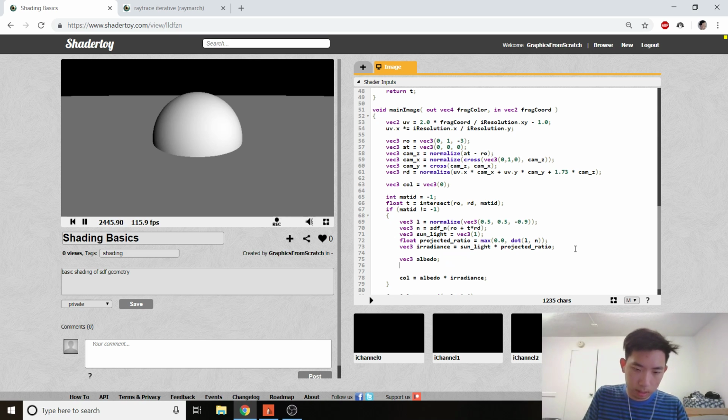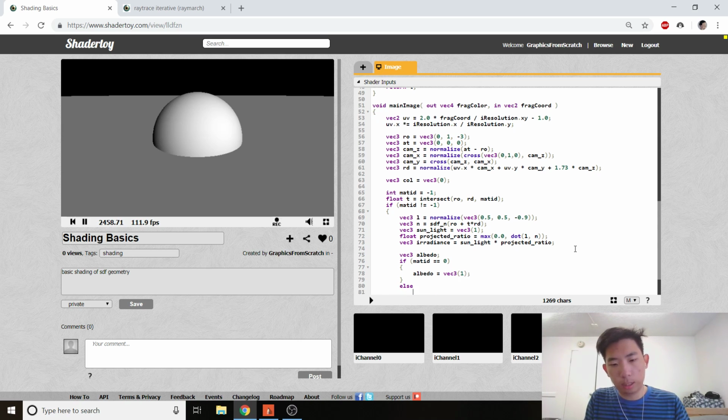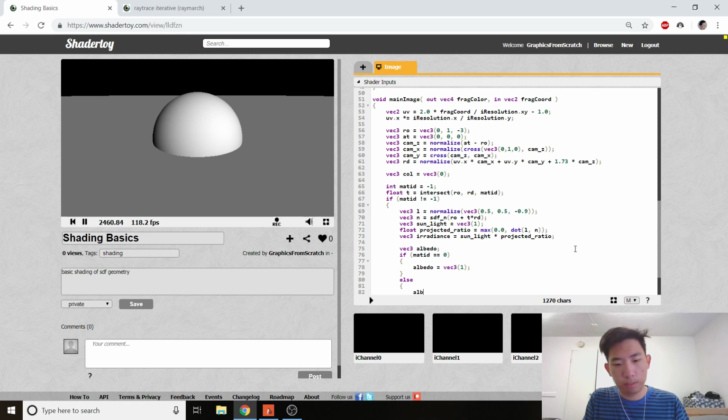So let's do this. The material lookup. If material index is 0, I already forgot what 0 stands for. Probably the plane. So the plane could be just white. Else, if the material is something else, if it's a sphere, then we're going to make it red.